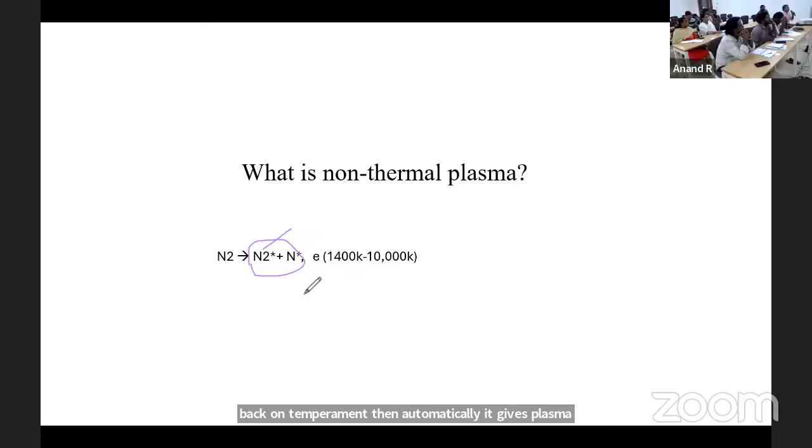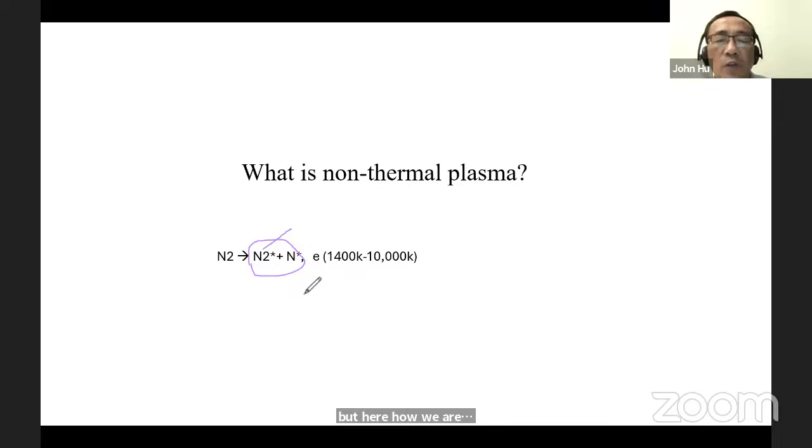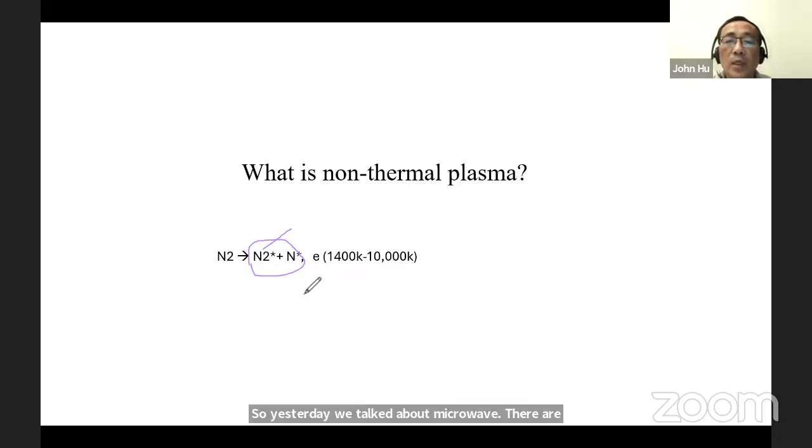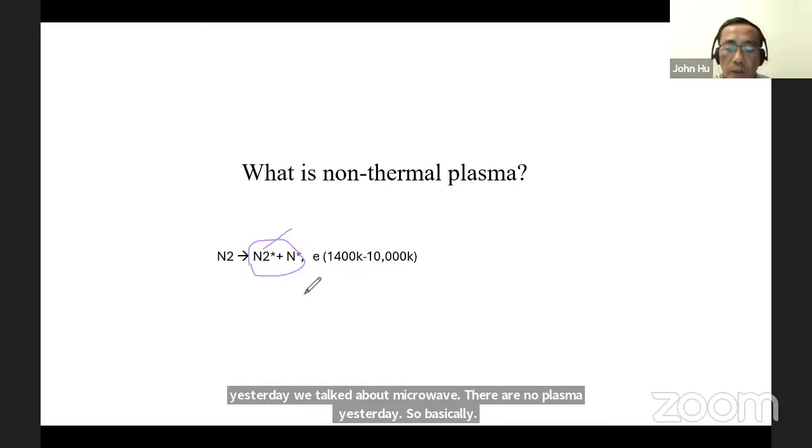Yesterday we used that plasma as the... You said that plasma is not exactly plasma. Actually, in microwave catalysis, we are heating the catalyst through microwave. But here, how are we? No, you're confused with microwave only. Yesterday we talked about microwave. There was no plasma yesterday. So basically, microwave only. I see your point. I see how you're struggling.